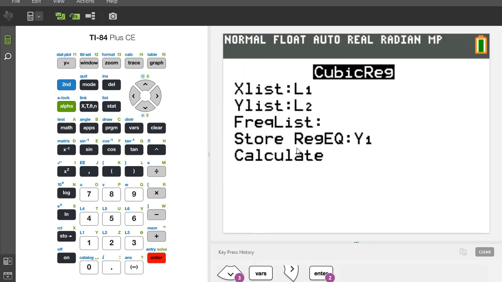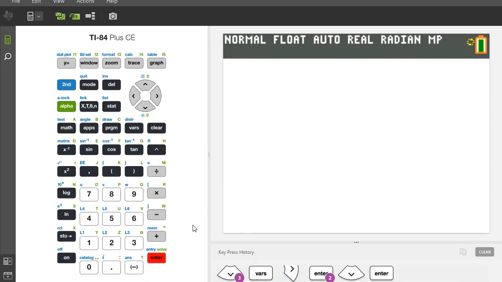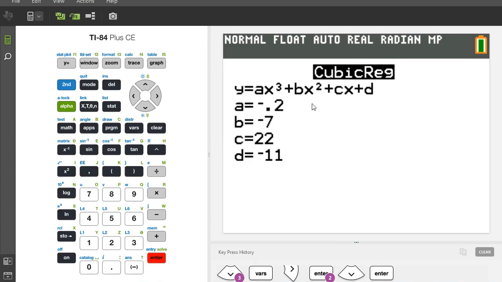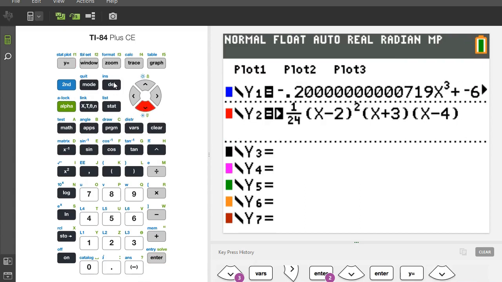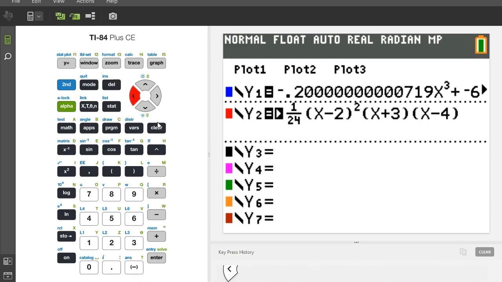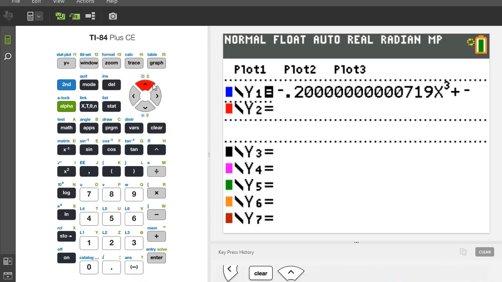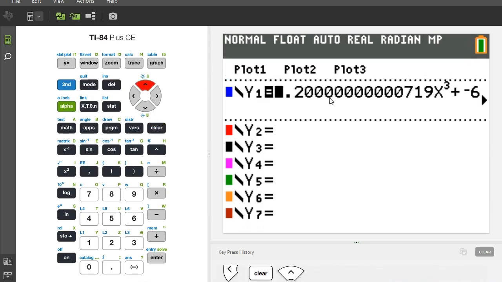Again, if you don't have this screen where you can store it, you have to actually type it into your Y1 yourself. And then we'll hit enter and calculate. And so we end up getting this regression equation: negative 1/5 x cubed minus 7x squared plus 22x minus 11. So that ends up getting stored. Oops. I have that from last video, but it ends up getting stored.